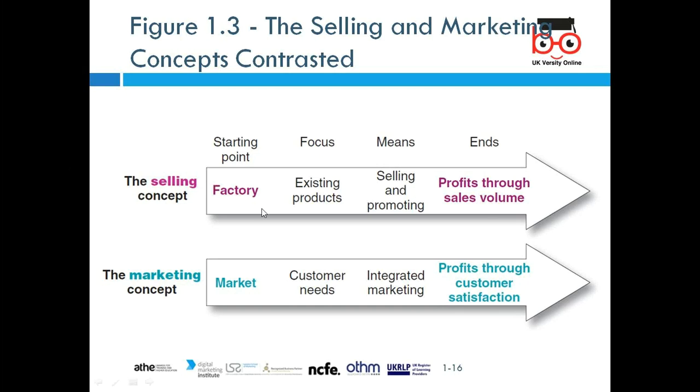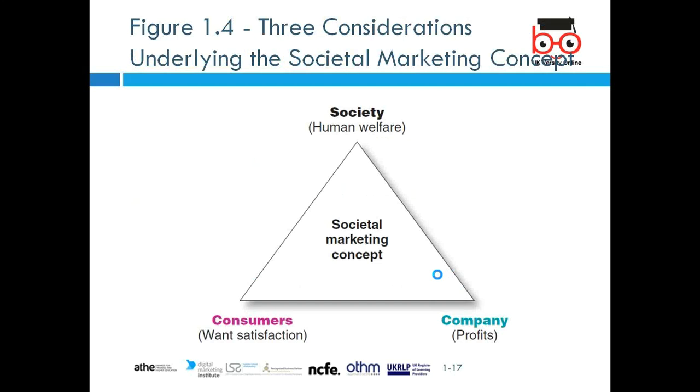Selling is a factory, existing product, selling and promotion and profit through sales volume. But marketing looks at the market, customer needs, and integrated marketing activities, which is all the promotion stuff: advertising, sales, promotion, everything will come. Profit through customer satisfaction, not profit through dissatisfaction of clients. Okay, so when we look at society, social marketing is more about society and human welfare.